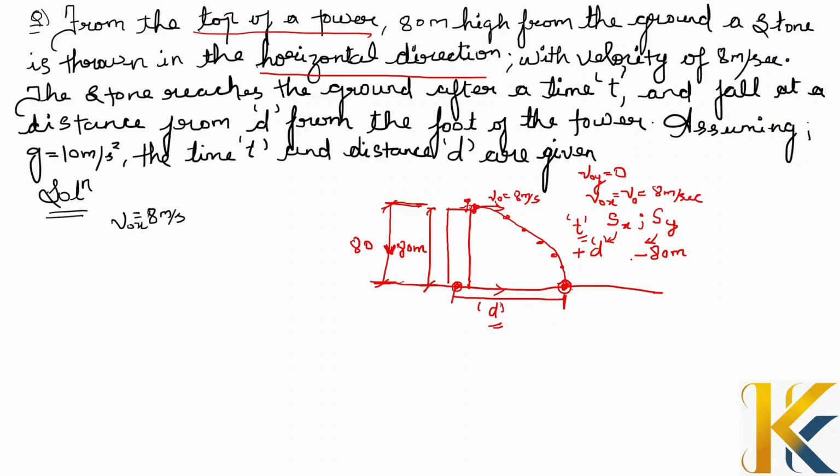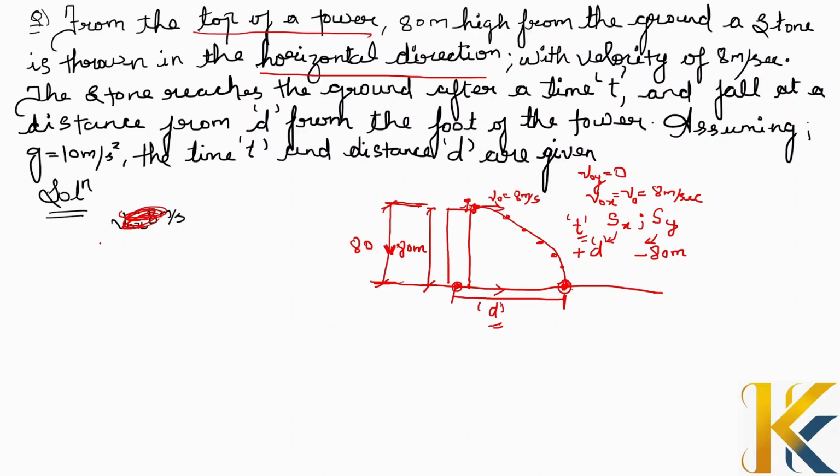Yes? Did you understand this concept? Why is v naught y 0? Why is v naught x equal to 8 meter per second? Why is the displacement in x direction d? Why is the displacement in y direction minus 80 meter? Okay. Now, if we understood these terminologies, we'll come to the solution.